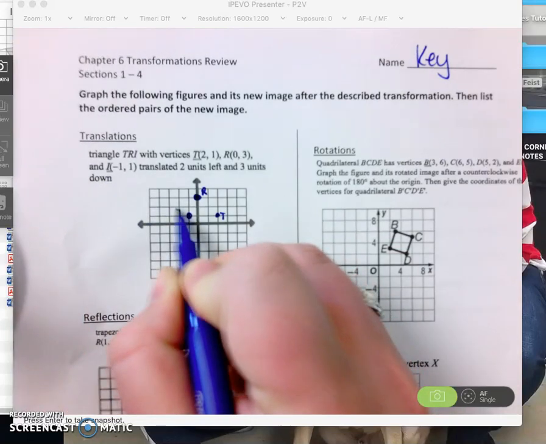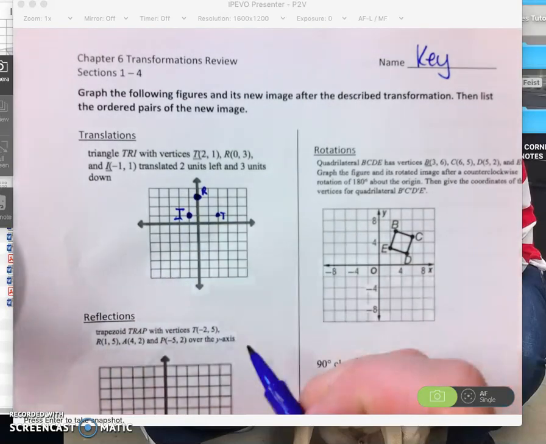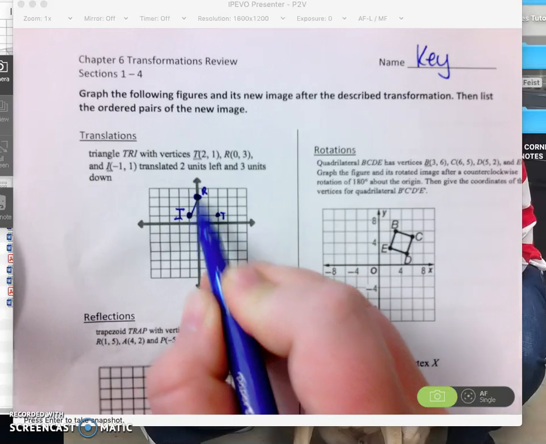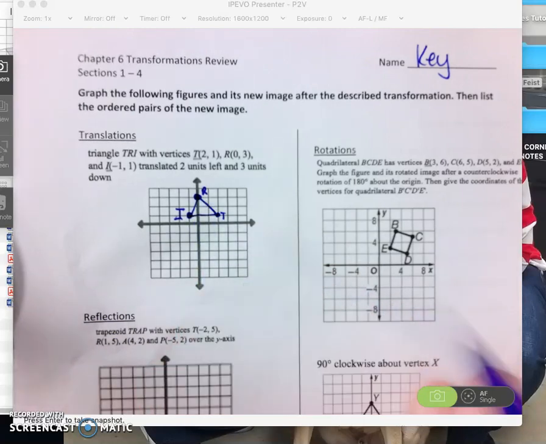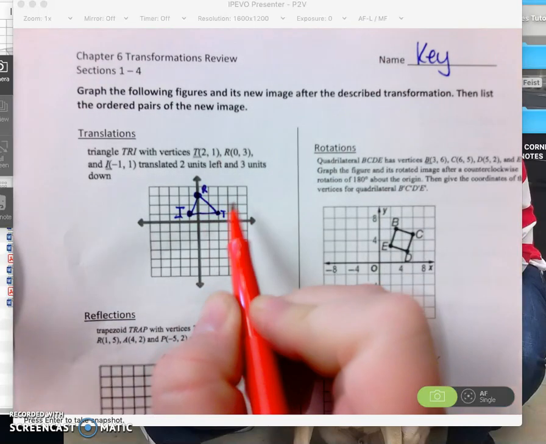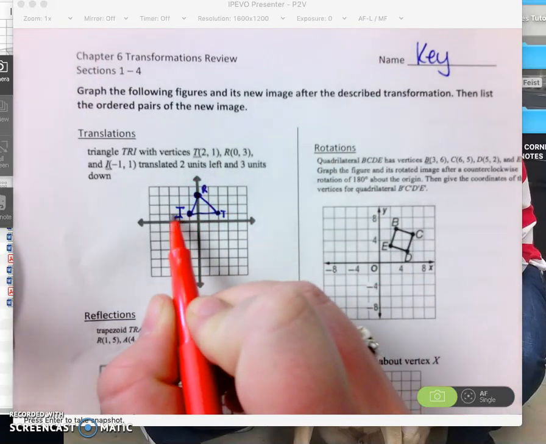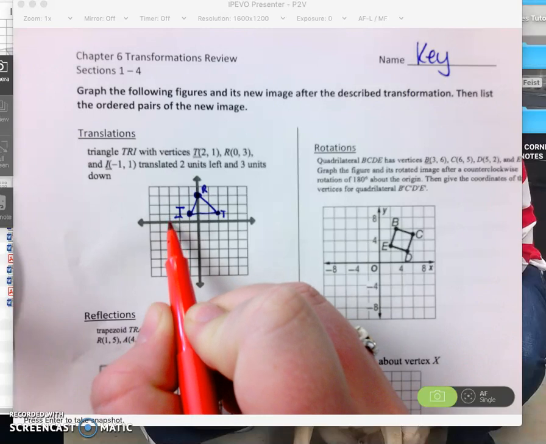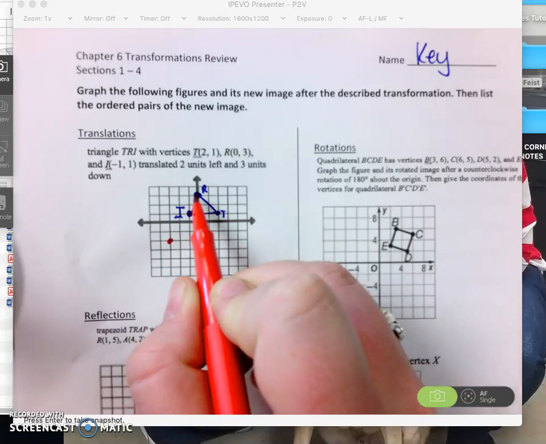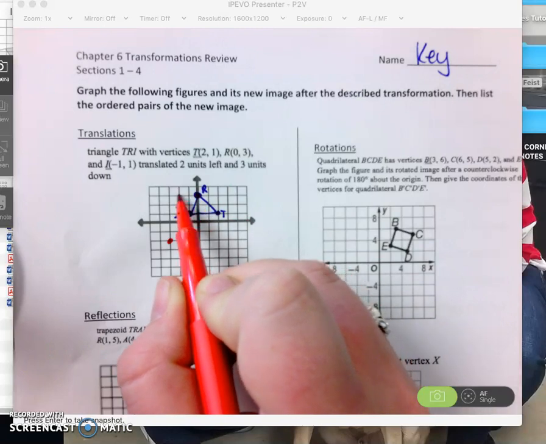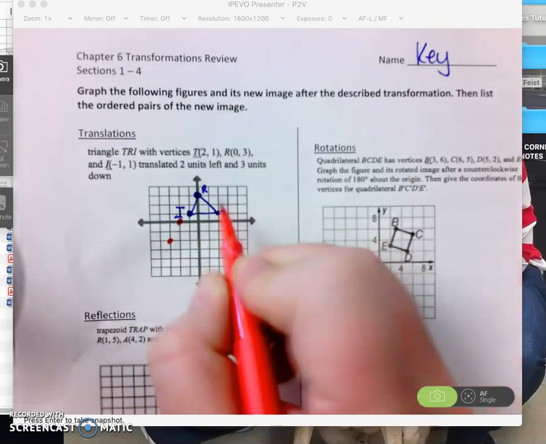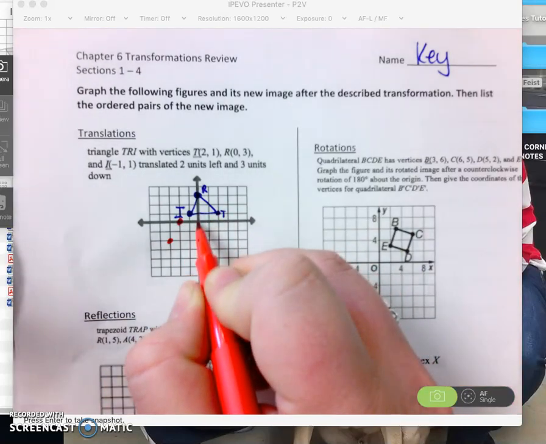So there is I. And now it's asking us to translate 2 units left and 3 units down. So each one has to go... oh, 2 units left, sorry. 2 units left, and 1, 2, 3 units down. 1, 2, 3. And this one, 2 left, 1, 2, 3 down.